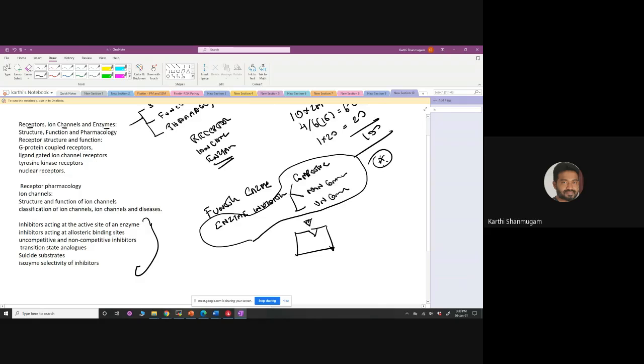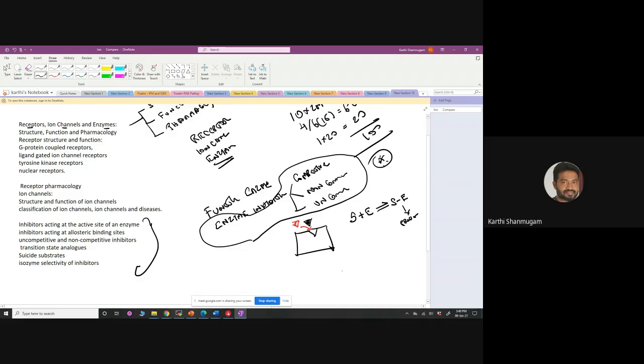If it is a competitive inhibition, the substrate binds to the enzyme and forms a substrate-enzyme complex, which eventually leads to product formation. Either the substrate can go and bind, or the inhibitor can go and bind. Both compete for the same binding pocket. You have to explain this with the help of a very neat graphical illustration.